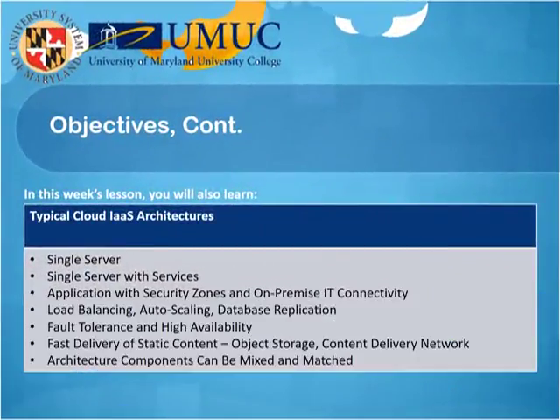You will also learn about typical cloud infrastructure as a service architectures, including single server with services, application with security zones and on-premise IT connectivity, load balancing, auto-scaling and database replication, fault tolerance and high availability, and fast delivery of static content with object storage and content delivery network. Those architectural components can be mixed and matched as needed, and they will illustrate the concepts we have learned in the first 4 weeks of our class.